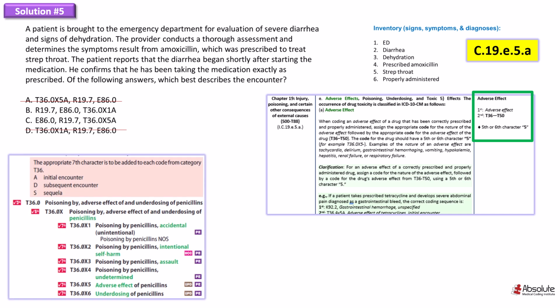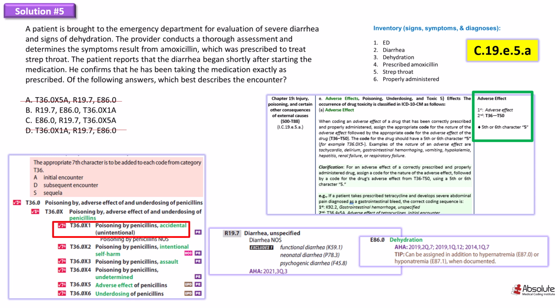Now let's go ahead and look up our codes. If we look up T36.0X, this is poisoning by adverse effect of and underdosing of penicillins. And T36.0X1 is going to come up incorrect because this is a poisoning code, an accidental poisoning. It's wrong. And if we look at T36.0X5, look at that X5, adverse effect of penicillins.